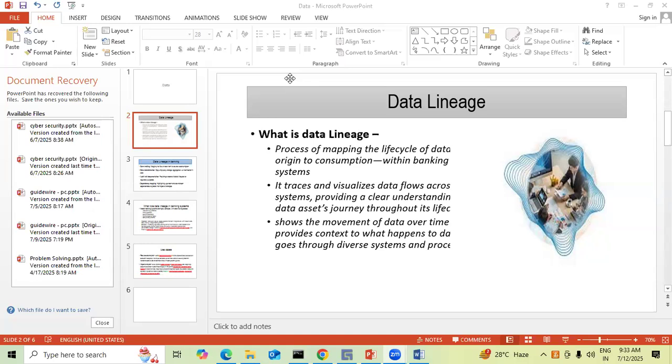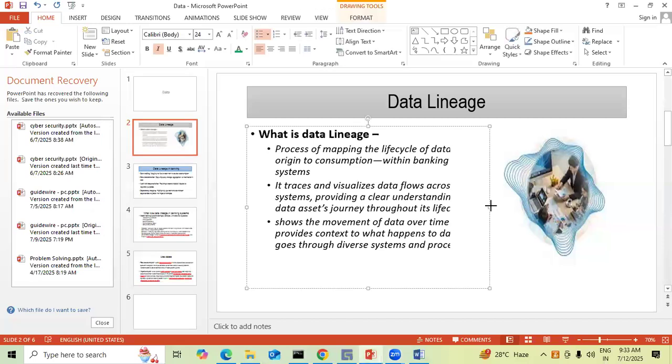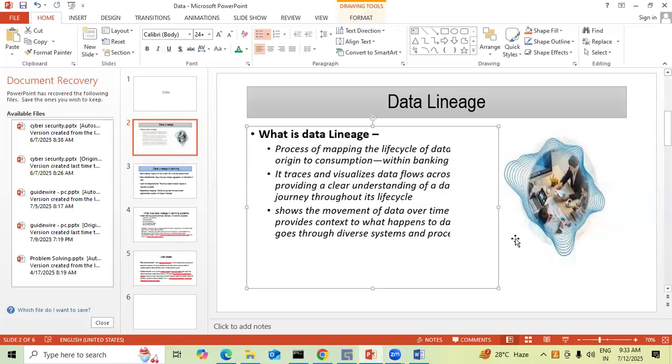Either it can be the origin of data or the consumption of data. At the same time, it also traces and visualizes the data flow across different systems by providing a clear understanding of the data assets throughout the life cycle that we are managing, which is essentially required. That is something that we need to use here.